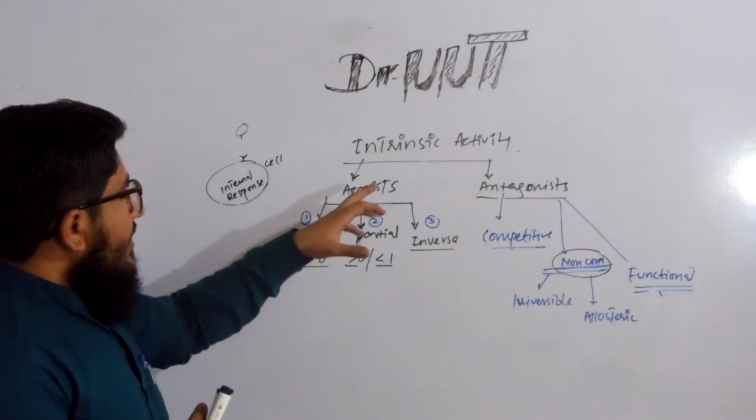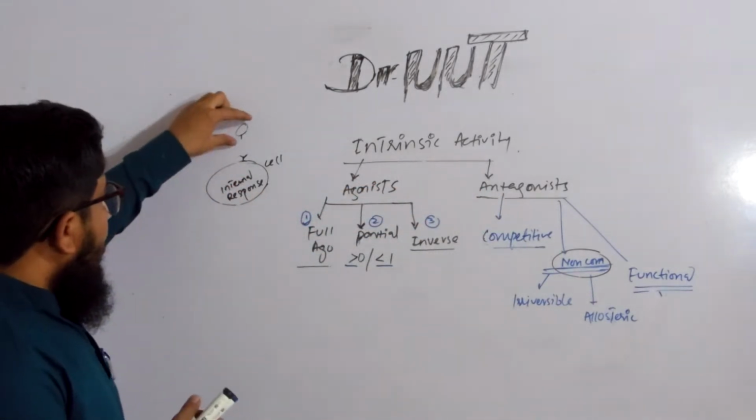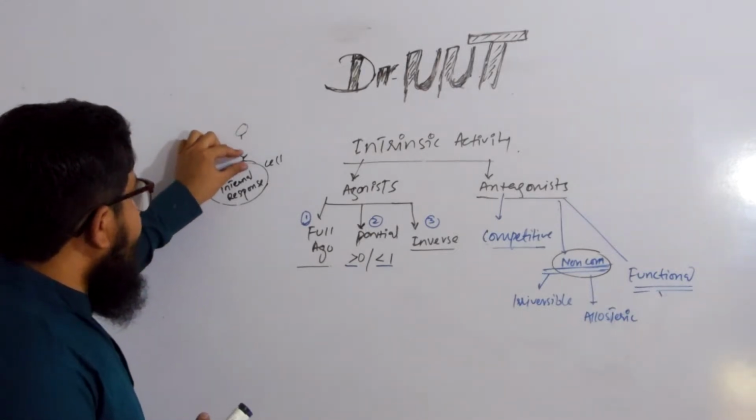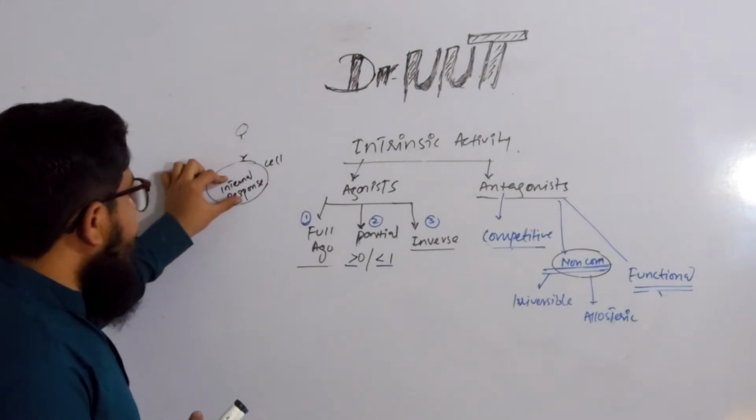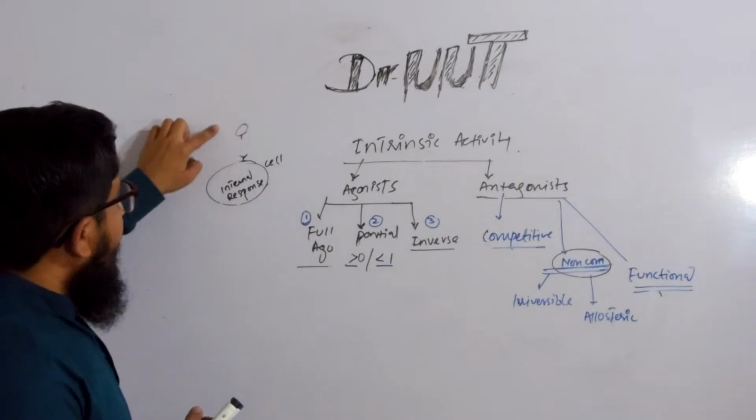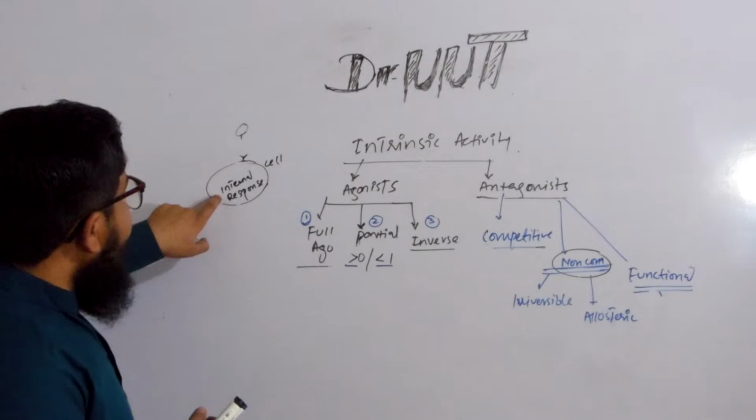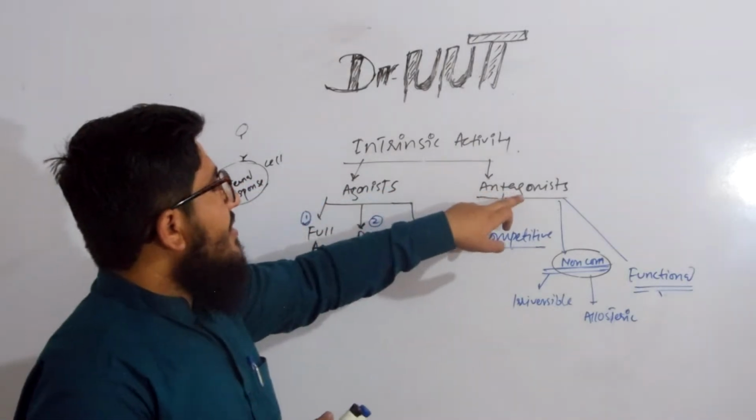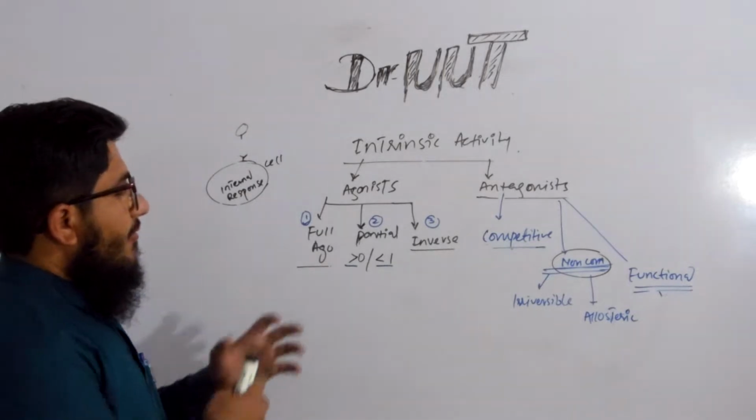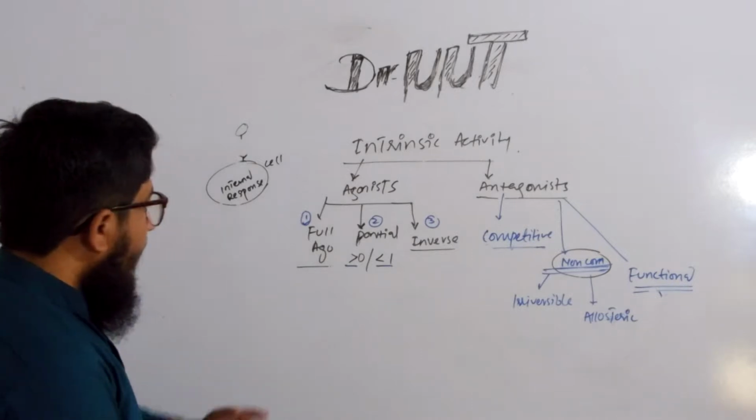So what are agonists and antagonists? Sometimes when these drugs or ligands bind to the receptor, the internal responses are shown, then they are given the name agonists. Sometimes when they bind to the receptor, there is no internal response shown, they are known as antagonists. Now there are the following types of each: agonists and antagonists.